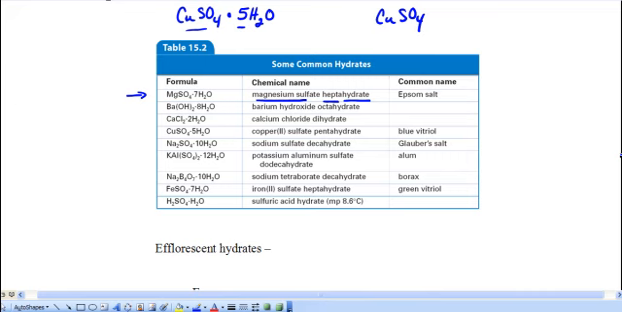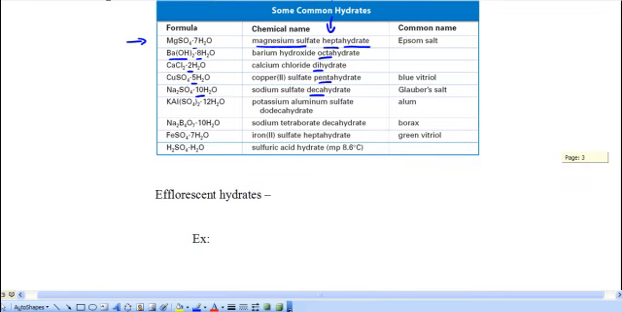So in this case, because there's 7 waters trapped in the magnesium sulfate, we call it magnesium sulfate heptahydrate, hepta meaning 7. If you have barium hydroxide that traps 8 water molecules, you have barium hydroxide octahydrate for the 8 waters. The calcium chloride dihydrate, copper sulfate pentahydrate, sodium sulfate decahydrate, and so on and so forth. All right, so you simply name them using the Greek prefixes. Now, these hydrates have various properties.